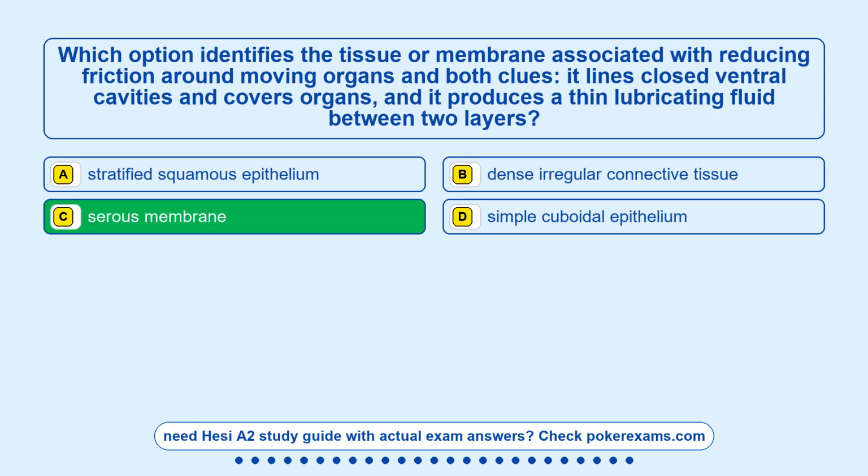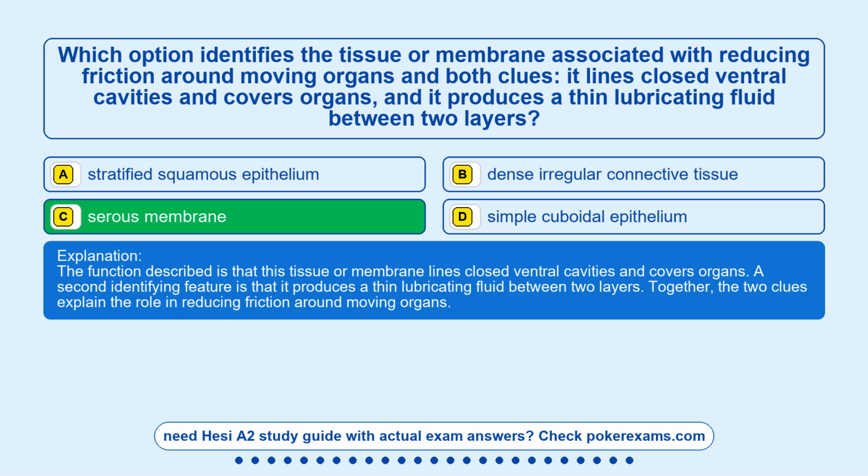The correct answer is option C, serous membrane. The function described is that this tissue or membrane lines closed ventral cavities and covers organs. A second identifying feature is that it produces a thin lubricating fluid between two layers. Together, the two clues explain the role in reducing friction around moving organs.